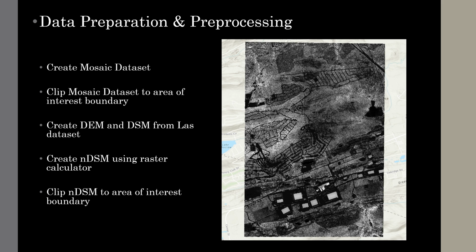To use the LiDAR data, a DEM and DSM were created. The DEM was then subtracted from the DSM to create the nDSM raster. As a final step, the nDSM raster was clipped to the area of interest and projected into the same coordinate system as the NAIP imagery.